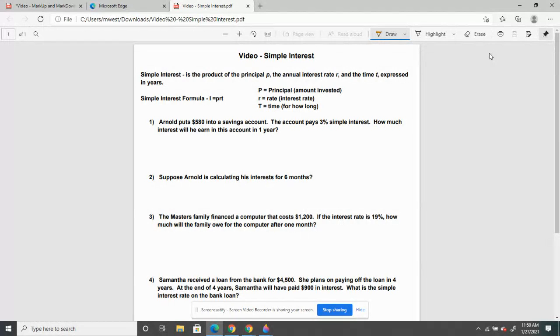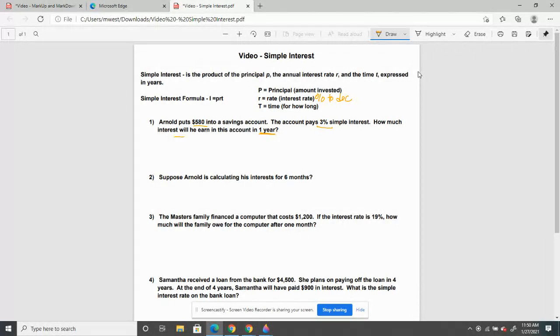Well, R is the rate, which is the interest rate, and T is the time. And in the interest rate here, you change the percent to, guess what, guys? A decimal. All right, so let's look at our first problem. Arnold puts $580 into a savings account that pays 3% simple interest. How much interest will he earn after 1 year?